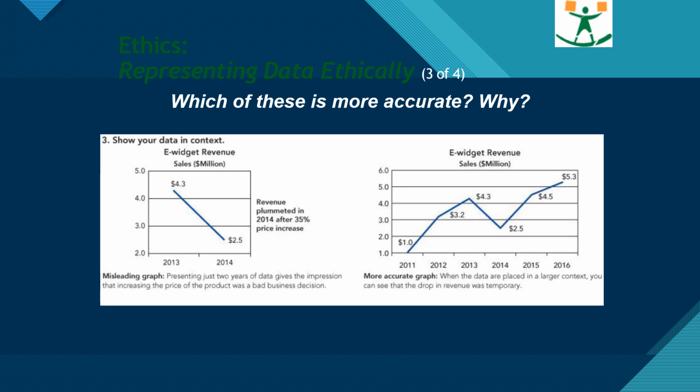Show your data in context. The set of images show how to represent data ethically. Image on the left is the misleading graph. Presenting just 2 years of data gives the impression that increasing the price of the product was a bad business decision. Image on the right is the more accurate graph. When the data is placed in a larger context, you can see that the drop in revenue was temporary.